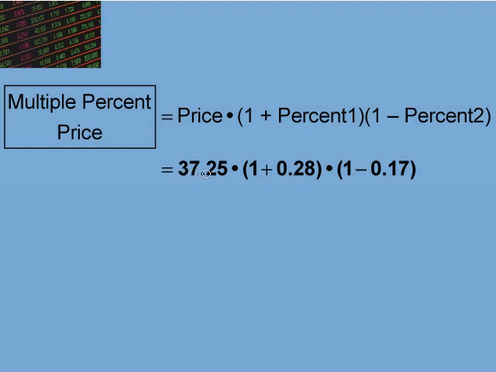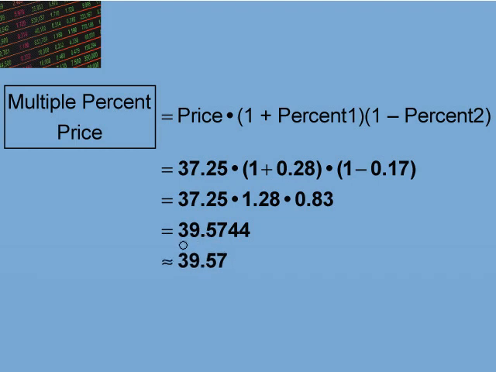Here is the original price of the stock. This expression is the 28% increase in price, and this expression is the 17% decrease in price. We multiply all three terms to get this term. This needs to be rounded to the nearest penny. So the stock value is $39.57.